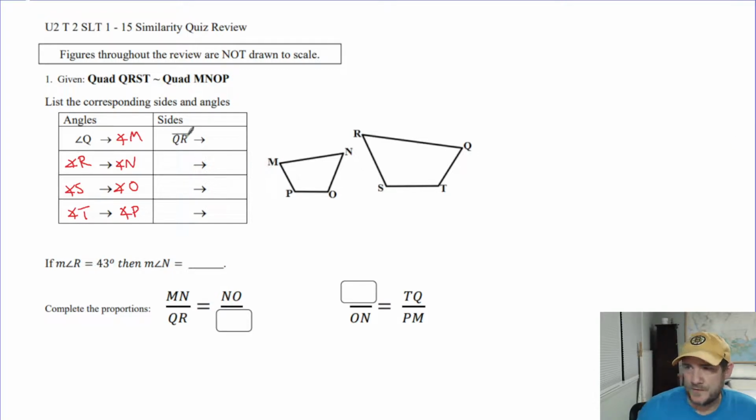But in terms of who corresponds with who, we can see that QR is going to correspond with MN. You do need the hat on top. So they said QR. Let's do RS now then. And RS is going to map onto NO. After RS, we'll do ST. And ST is going to map onto OP.